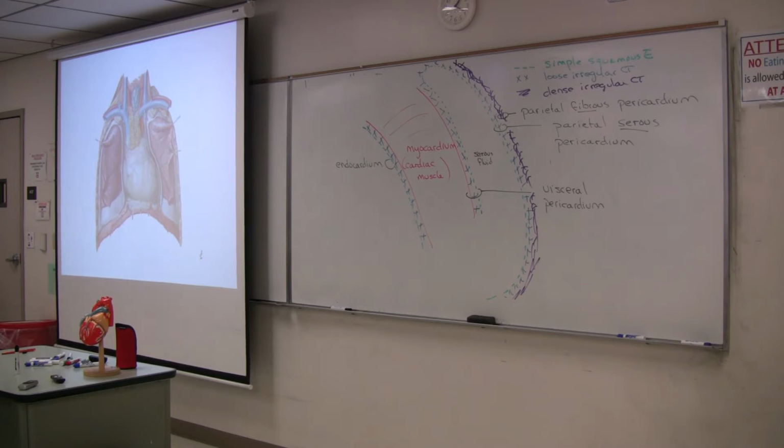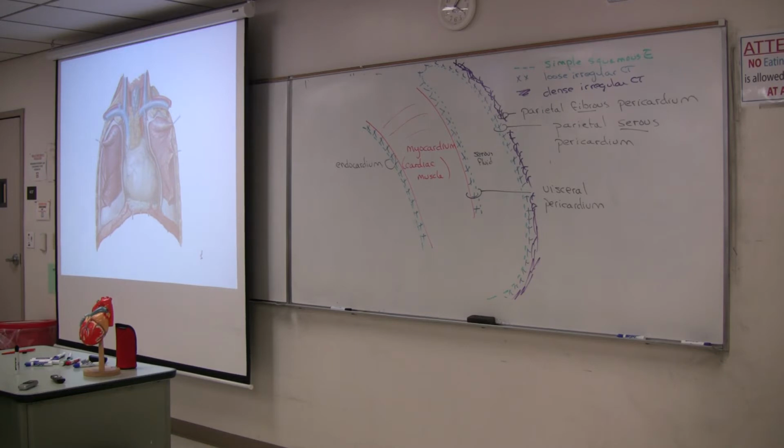Now we have plasticized hearts. These are real hearts that were perfused with plastic in a pressure chamber. And so here you're seeing the visceral pericardium. Here is the membrane. Actually, I like this one better on this side. Here is the fibrous pericardium.